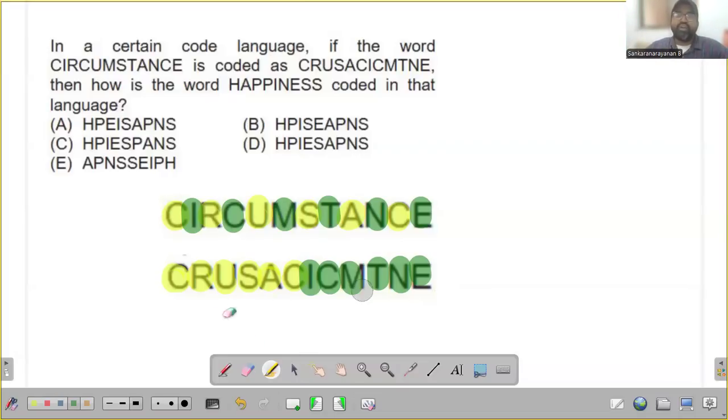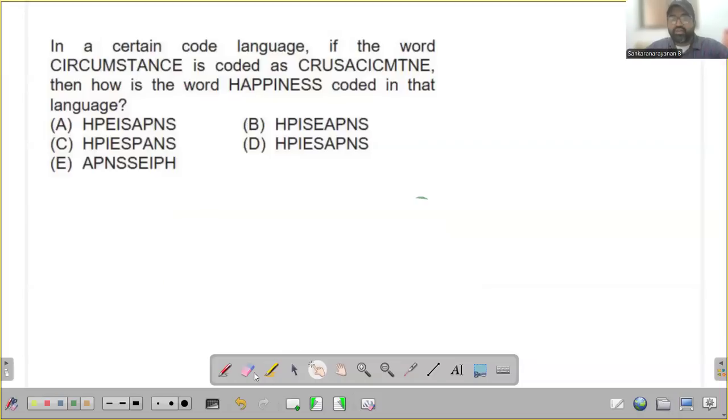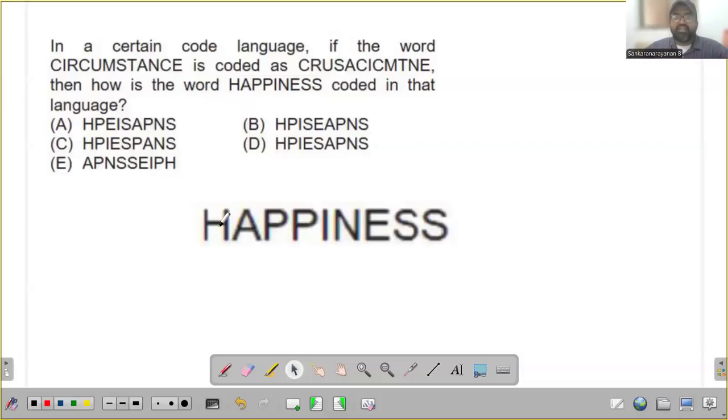Even, odd, odd, even. That logic you can keep in mind. Now, once you understand that this is the trigger and this is how the coding has happened, you can apply it as far as the word happiness is concerned. So I understand that the first letter should be H, then it should be P, then it should be I. HPI it should be. The first three letters are HPI.